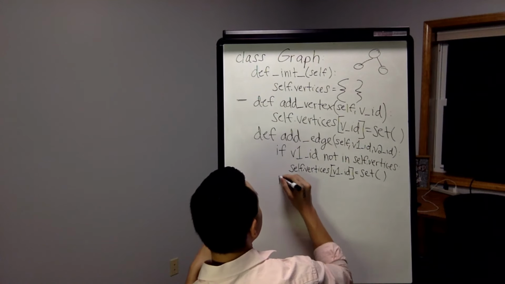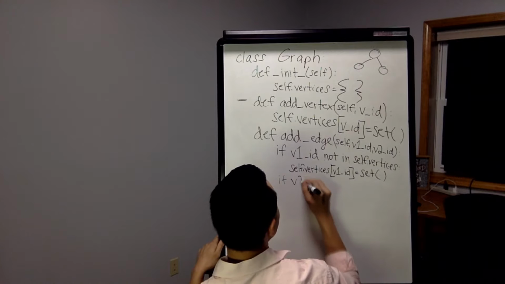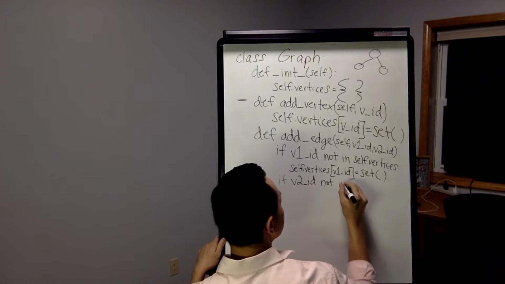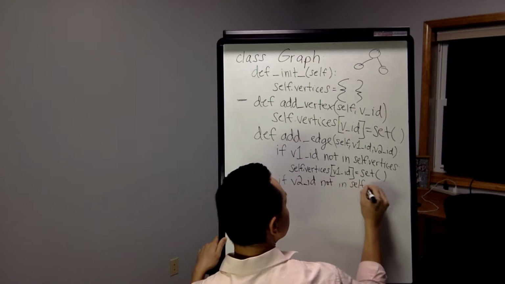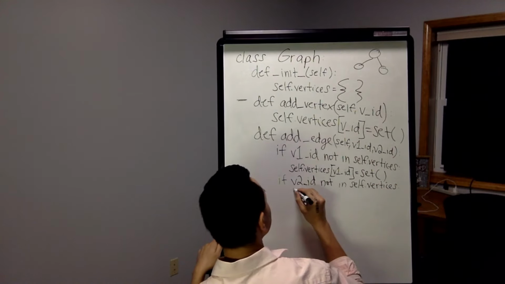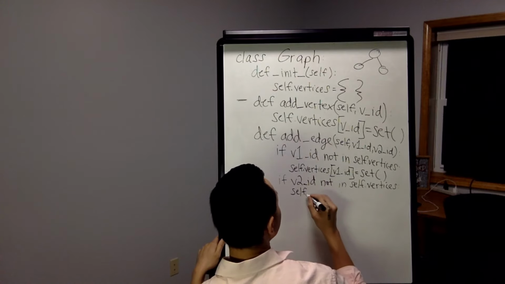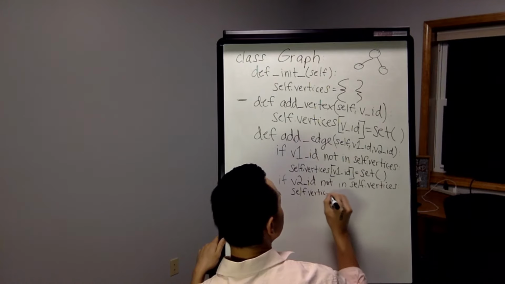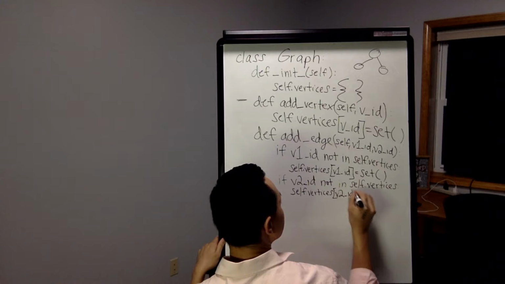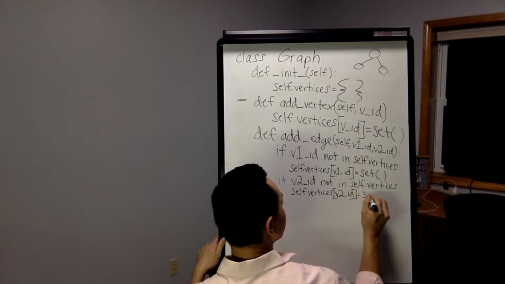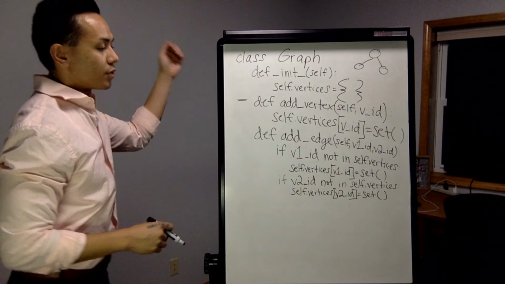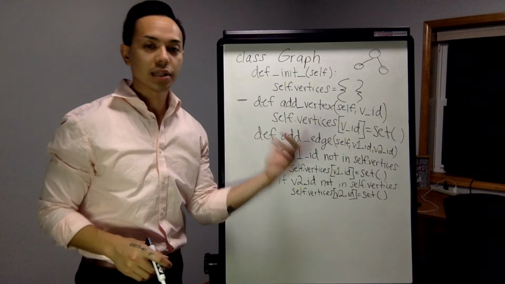We're also going to use an if statement to evaluate it. So if vertex 2 ID not in self.vertices, we're going to do the following, which is the same as the above: self.vertices at the index of vertex 2 ID is going to be equal to an instance of a set. We want to make sure that both of those vertices exist before we try to add any edges or relationships.